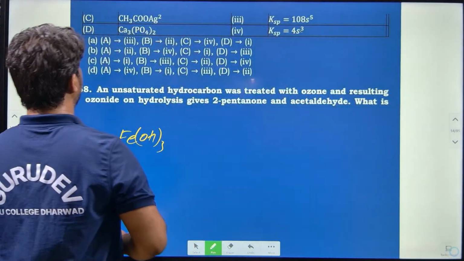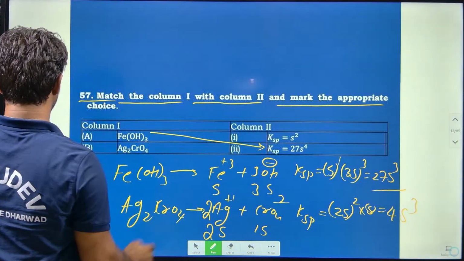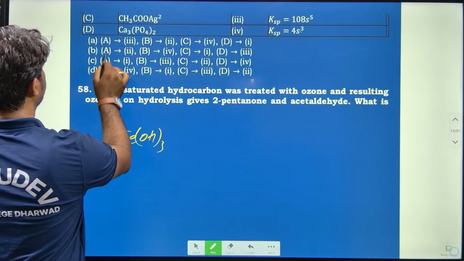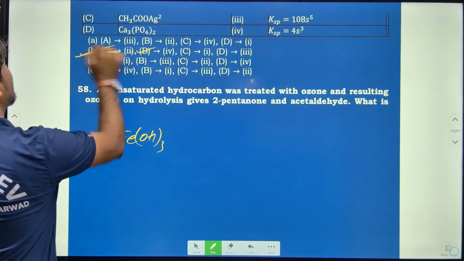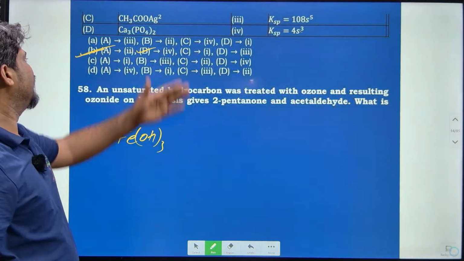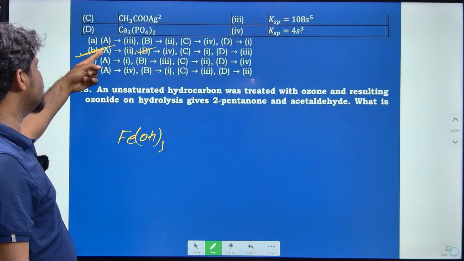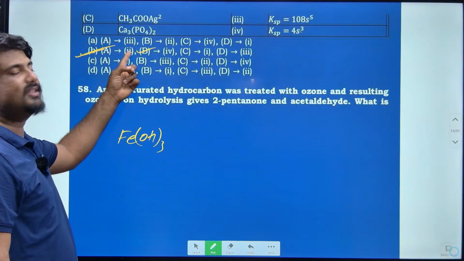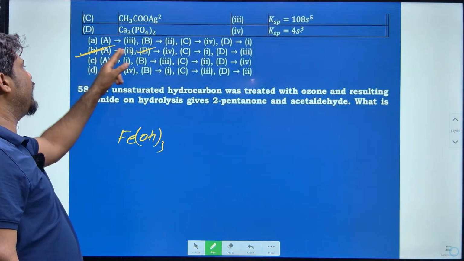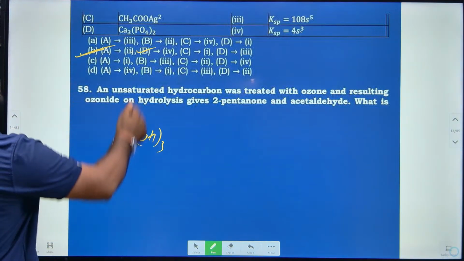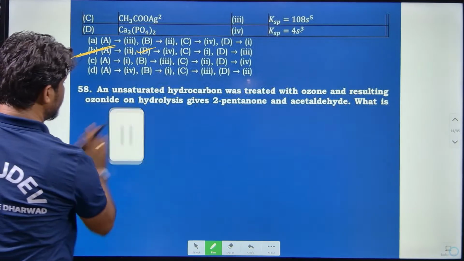Okay, so for the first one, for A it is 2, and for B it is the fourth one. So on ultimate calculation we can get option B is the right answer, because A is having only the second one, and B is having the fourth one, so the right option is B here. Well, go to the next one.